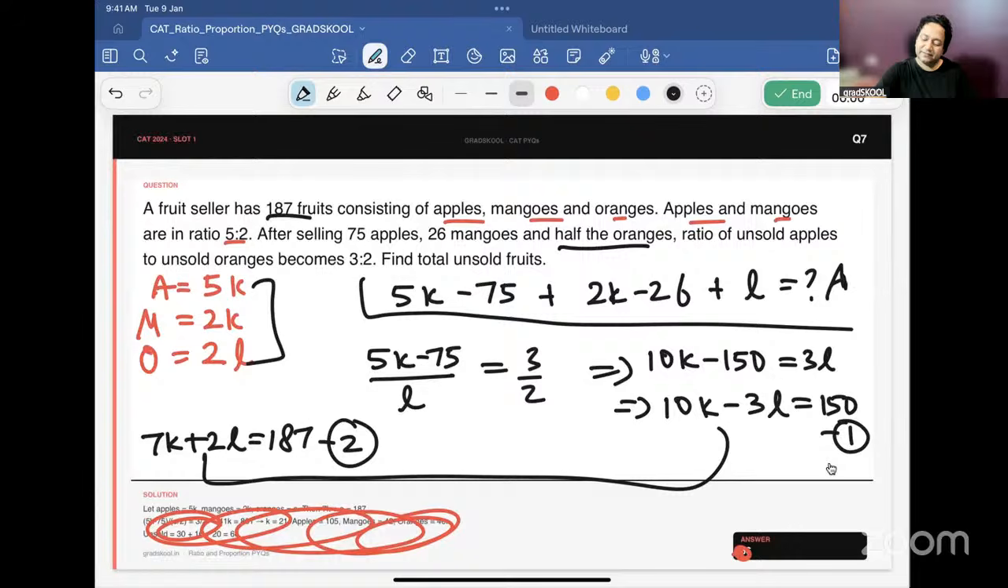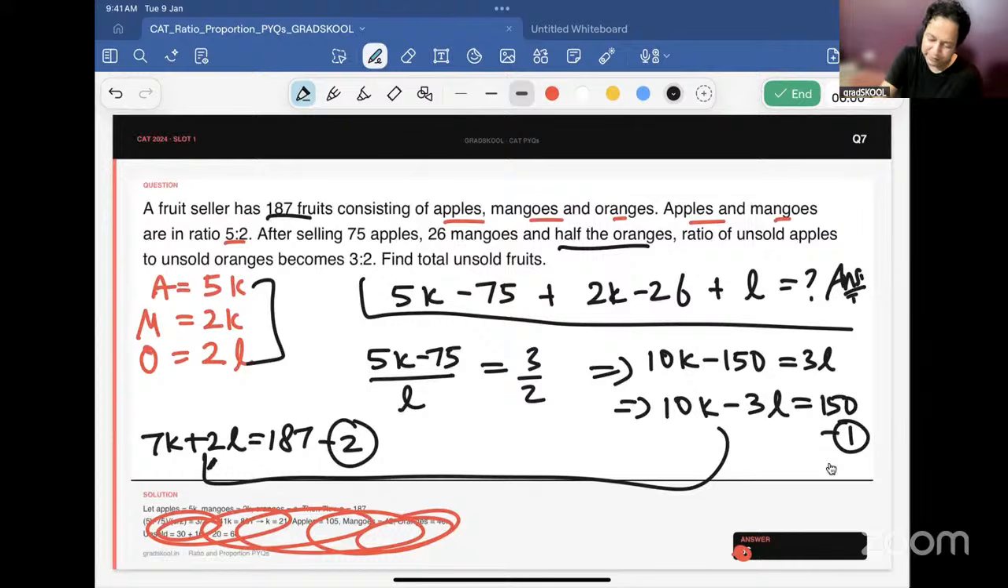This is my answer. Is that right, everyone? Is that right? Cool. So let's multiply equation 1 with 2 and equation 2 with 3 so that L becomes 6L, and then add them up and get the value, right? So I need to find what's the value of K and L. What did you get?